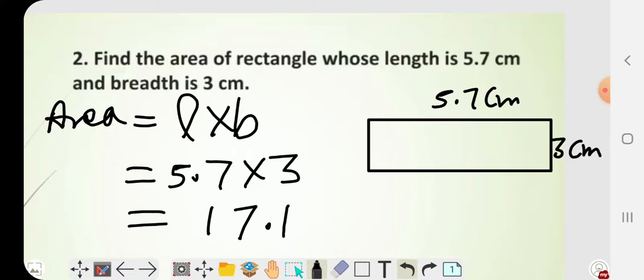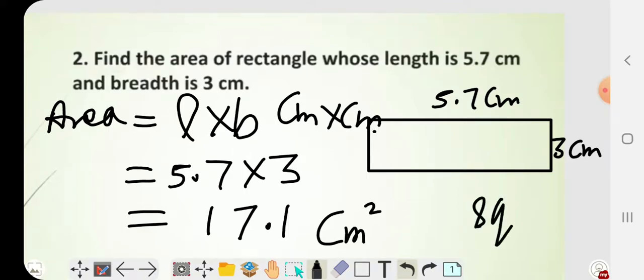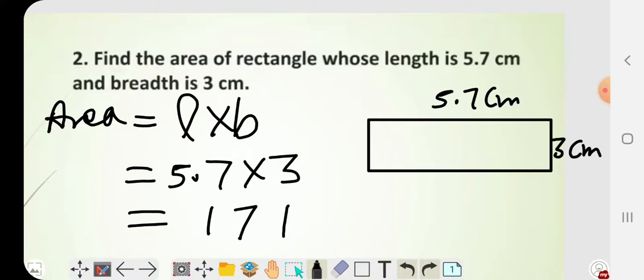What will be the unit of this area? See, both are in centimeter, so length into breadth means centimeter into centimeter. So finally the answer will be in centimeter into centimeter, which becomes centimeter square, or we can write square centimeter. So you can simply write centimeter square. This is the final solution that you have to write.